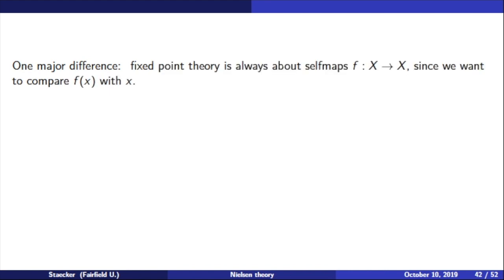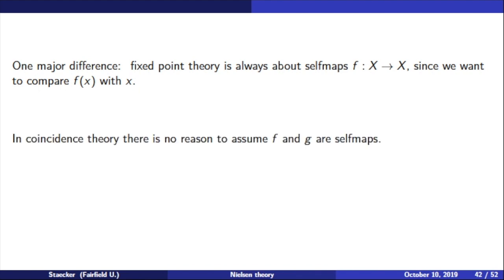One major difference between fixed point theory and coincidence theory is that fixed point theory is only about self maps, x to x, because you have to be able to talk about when f of x equals x. But if you're doing coincidence theory, you don't need to do this. There's no reason to assume that f and g are self maps. So in this setting, we can consider f and g to be maps from one space to a different space.